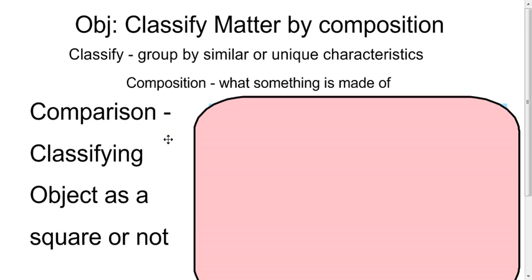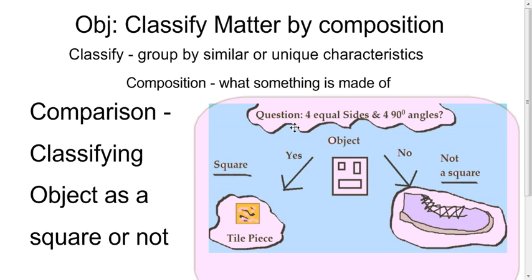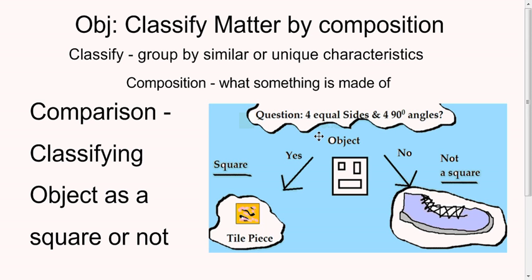Let's say, as a comparison, you were classifying objects as a square or not. A question you could ask is, does it have 4 equal sides and 4 90-degree angles? So you put your object, the one you're considering, and you ask that question to it. If it's a yes to that question, it's a square, like this tile piece. And if it's a no, it's not a square, like this shoe.